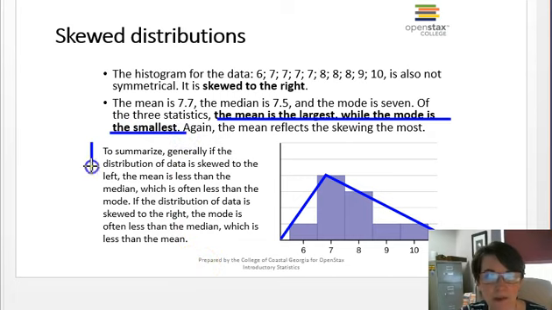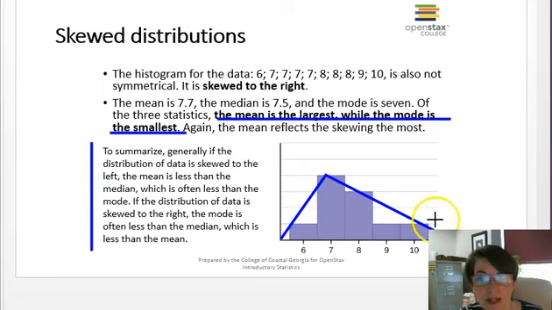So here's a nice summary. If the distribution is skewed to the left, that's what this is. There's more data on the left. I'm sorry, this one is skewed to the right. The previous slide was skewed to the left. The mean is less than the median. If the distribution is skewed to the right, the mode is often less than the median, which is less than the mean. So something to refer back to so that you can kind of catch an idea of how this is going and which way we are skewed.